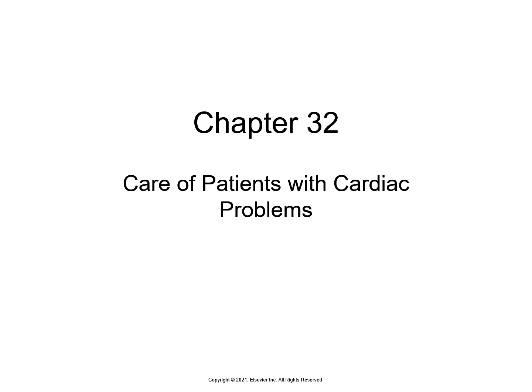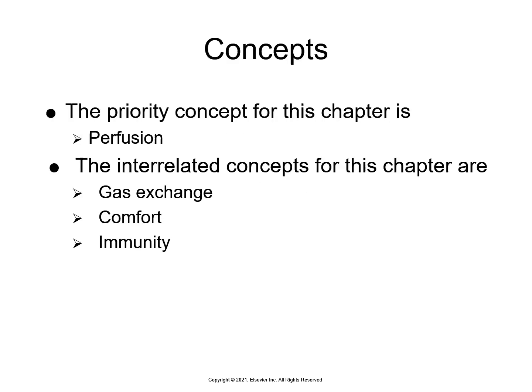So this is chapter 32, and this is care of patients with cardiac problems. So again, the concepts for this chapter is perfusion, as it should be, but some interrelated concepts for this particular chapter, care of patients with cardiac problems, includes gas exchange, comfort, and immunity.